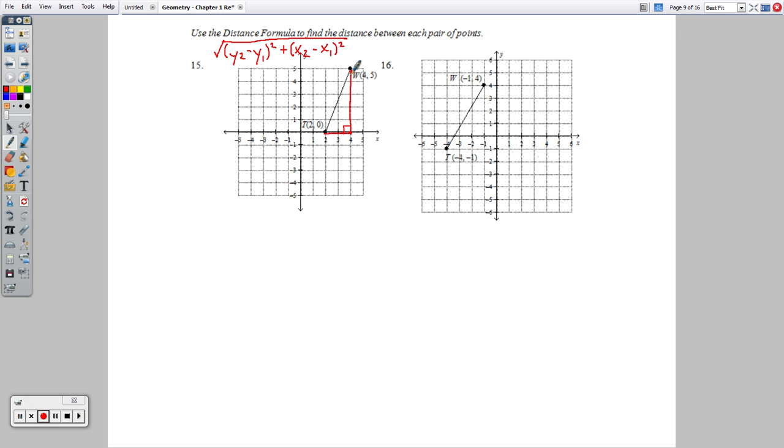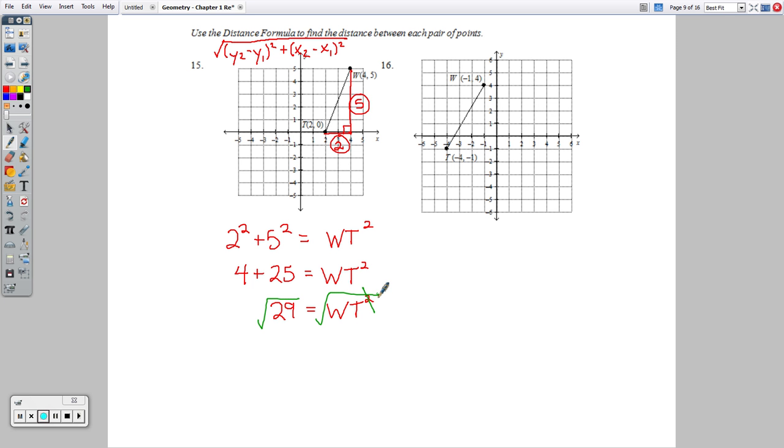I'm going to use the Pythagorean theorem instead. So I'm going from here to here. That's a difference of 5 in those y values, from 0 to 5. And then from here, 2 to 4, that's a difference of 2 there. So here I have 2 squared plus 5 squared equals this length that I'm trying to figure out, the distance between W and T, so WT squared. This would be 4 plus 25 equals WT squared, and that means 29 equals WT squared. And then from there, I can take the square root of both sides to get my answer. Square roots and squares will cancel right there. So the square root of 29 equals WT.